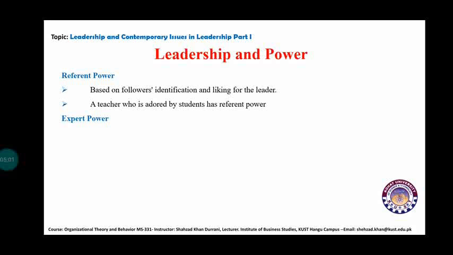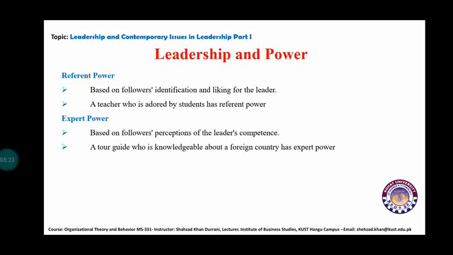Another one is the expert power, and it can be defined as based on followers' perception of the leader's competence, right? The people who possess some expertise, some competence, that's called the expert power that they have. The example can be a tour guide who is knowledgeable about a foreign country has expert power, right? So when you are going to a foreign country, or when you are going to some touristic spots or historical places, there is a guide present there. That person actually possesses certain knowledge about that specific field. So the power that that person has is called the expert power.